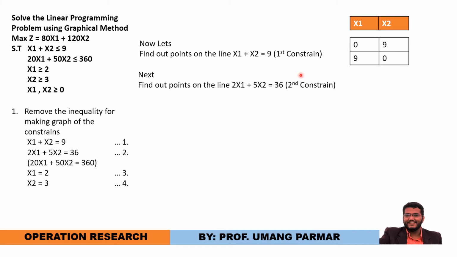Same way, I am taking my second constraint. The equation is 2x1 plus 5x2 equal to 36. Firstly, I put x1 equals 0. So when I put x1 equals 0, I will get x2 equal to 36 upon 5. For the second point, I will put x2 equals 0 so that I will have x1 equals 18.